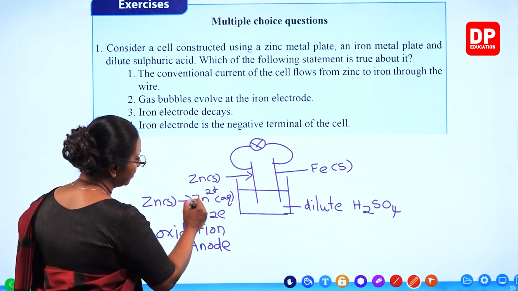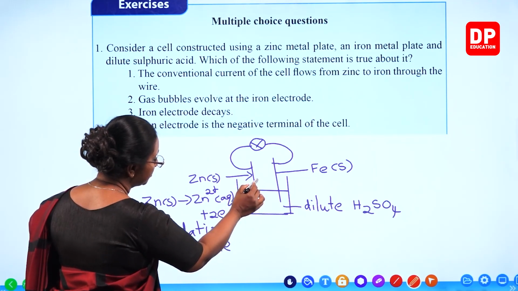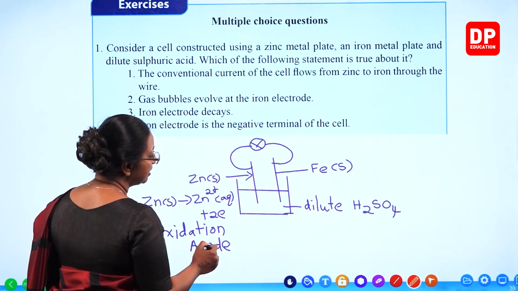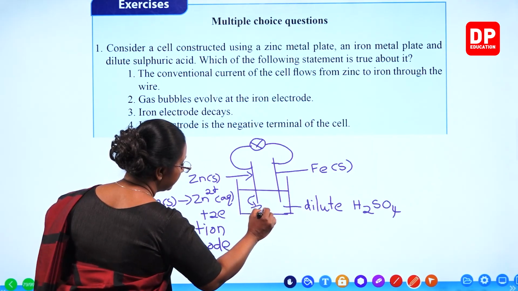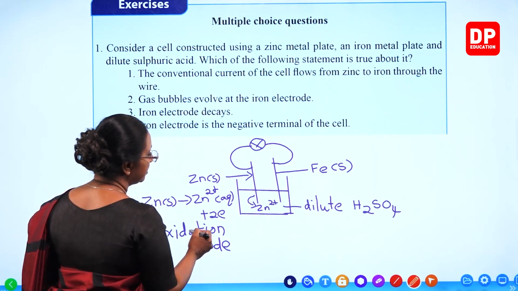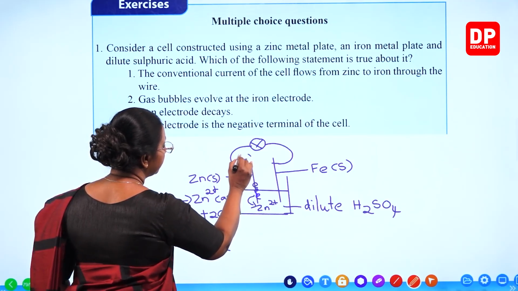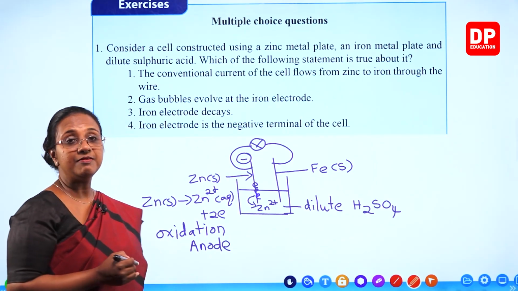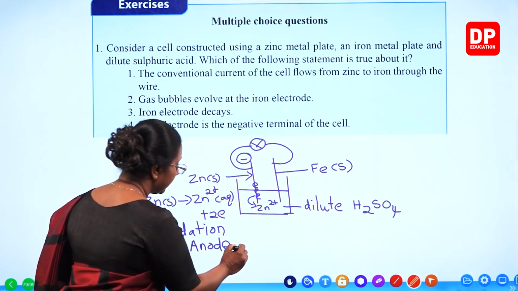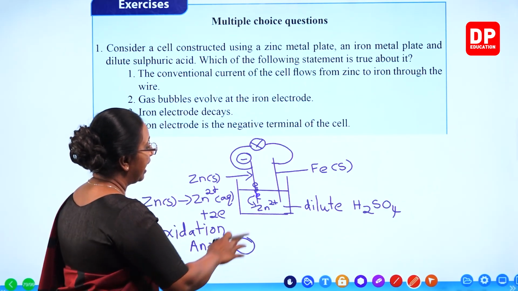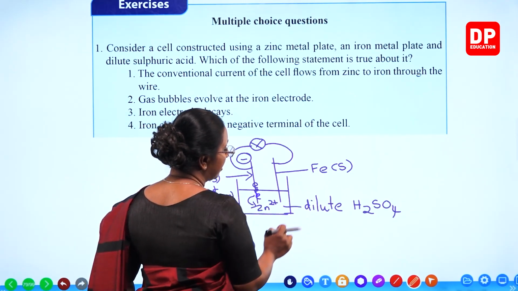And when zinc loses electrons, the electrons remain on the electrode and zinc goes into the solution as zinc 2 plus. From here, zinc 2 plus enters the solution and electrons remain on the electrode. Because of that, this becomes the negative electrode. Anode is the negative electrode. And on this side, near iron, what happens?